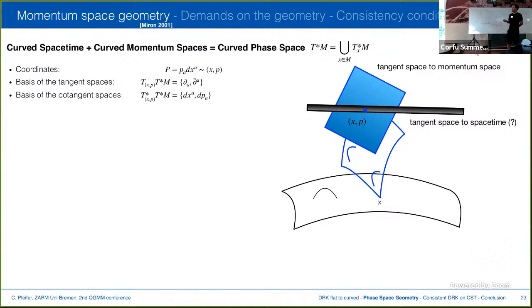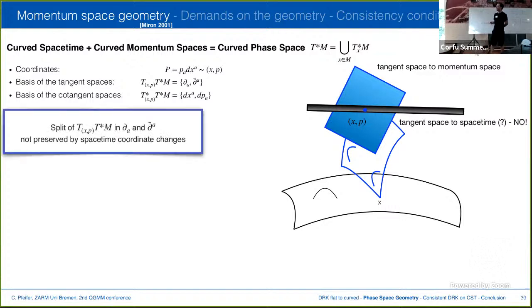But then we can ask the question whether this really is a tangent space to space-time, whether we can interpret it like this. This is a complication in this approach: this cannot be interpreted as a tangent space to space-time, since if you do a coordinate transformation of space-time, these partial d by dx and d by dp's mix. So this split is not preserved.